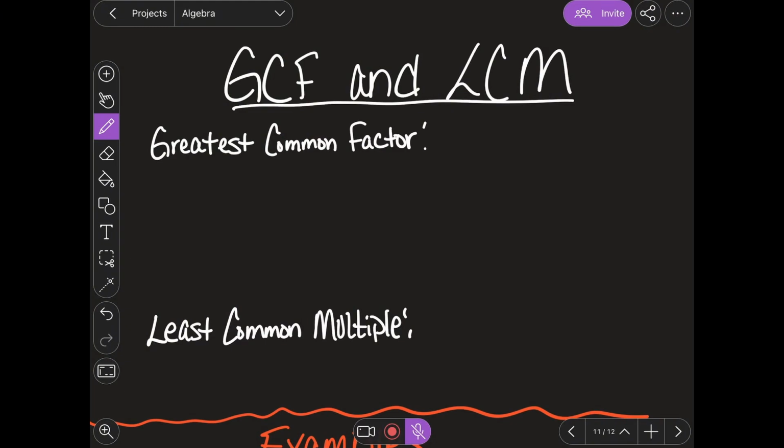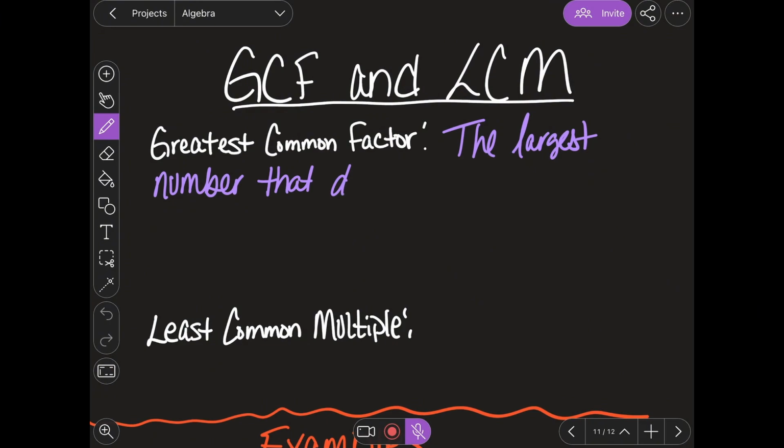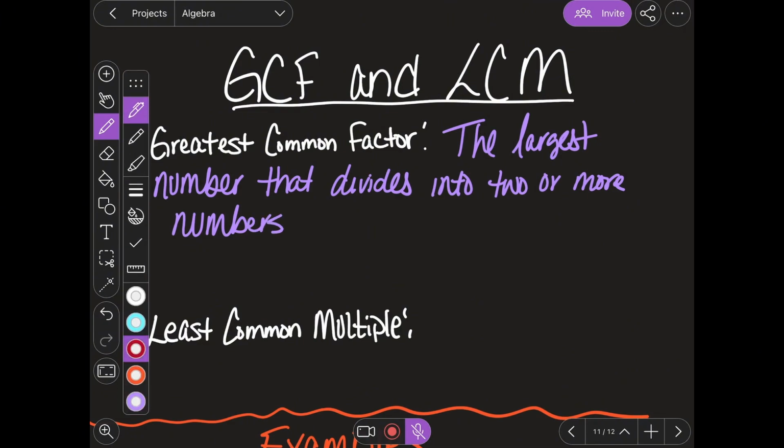Today's lesson, we're going to be talking about the GCF and the LCM. GCF stands for the greatest common factor. And what is the greatest common factor? So the greatest common factor is the largest number that divides into two or more numbers. Okay? Without a remainder.